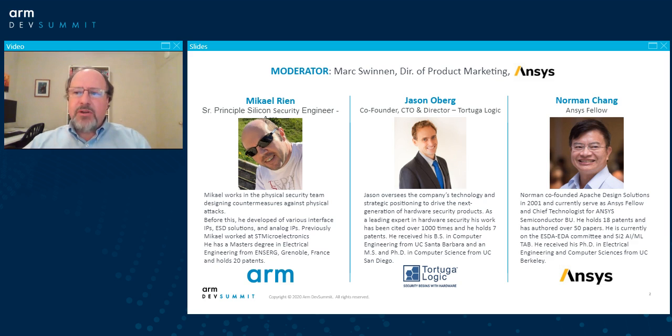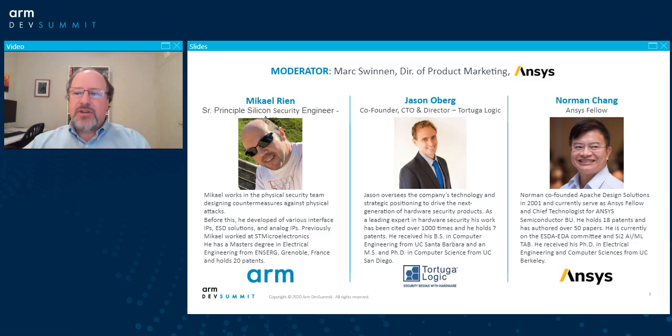So we have Mikael Rien, Senior Principal Security Architect at ARM, where he designs countermeasures against physical attacks. Mikael has extensive experience developing interface IP, analog IP, and ESD solutions. Previously, Mikael worked at ST Microelectronics. He holds 20 patents and a master's degree in electrical engineering from ENSERG in Grenoble, France.